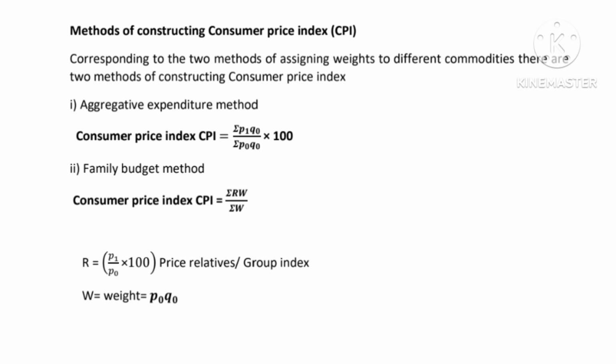Next is the family budget method. For the consumer price index number, here weights are taken. R is equal to P1 by P0 into 100, and weights are assigned. Weights here are P0 into Q0, that is, base year quantities. So the consumer price index number under family budget is equal to summation RW, you can also write it as summation PW, divided by summation W.